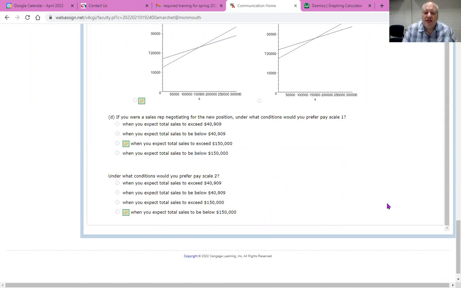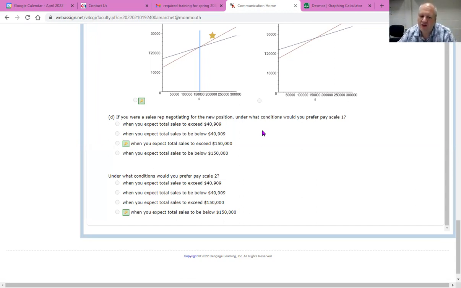If you were a sales rep negotiating for the new position, under what conditions would you prefer pay scale 1? And the answer is when you expect total sales to exceed 150,000. In other words, in the very specific case of 150,000, which I could represent by this line right here, the red line is above the blue line everywhere from 150,000 on, which means you'll always get paid more if you sell more than 150,000. That's why that's the answer there.